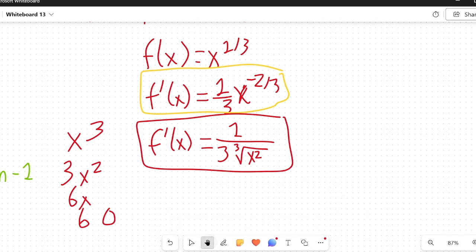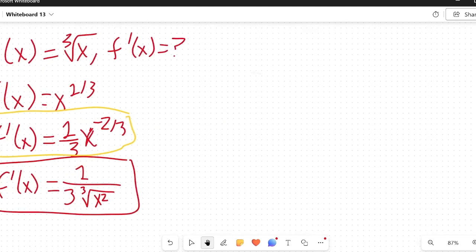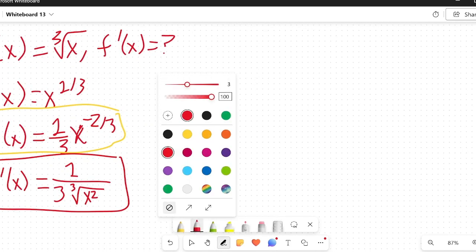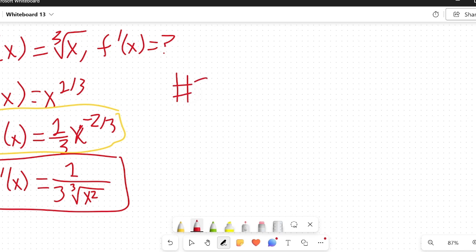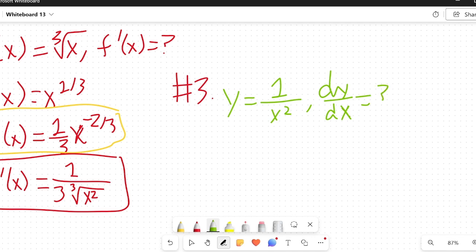Now, let's do another practice problem, right? So this will be practice problem number 3 of the day. So let's try to find the derivative. Let's say y equals 1/x squared. What is dy over dx? Right? So now what we are going to do is first convert this into something where we can use the power rule.